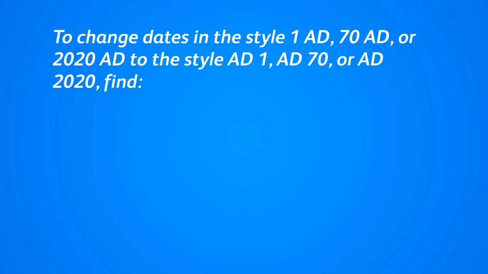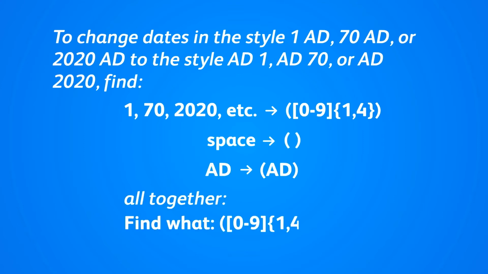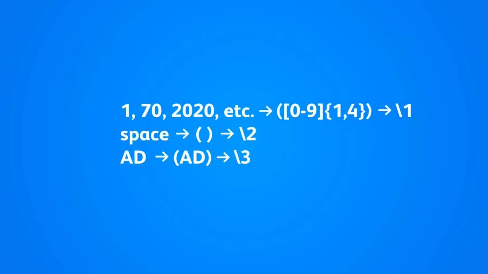The parentheses are the sheepdogs. They work with the backslash. Use parentheses in the find box to group things. For example, to find all dates that put AD after the number and move it to before, find any 1 to 4 digits, a space, capital AD. Those will be represented in the Replace With box by \1, \2, and \3.